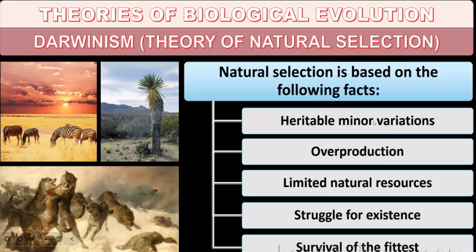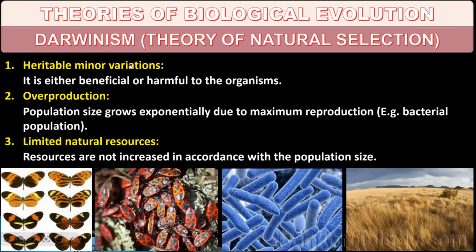So first one is variation. Variation means whatever changes occurred for good survived. The changes which occurred for bad died. Overproduction, you'll know, more production. So you'll write this point. The first one, heritable minor variations. It is either beneficial or it can be harmful to the organism. Don't write them. Beneficial or harmful means some variations were beneficial. So who will survive? The one with beneficial or the one with harmful? Beneficial. So they survive, and the harmful ones go extinct.